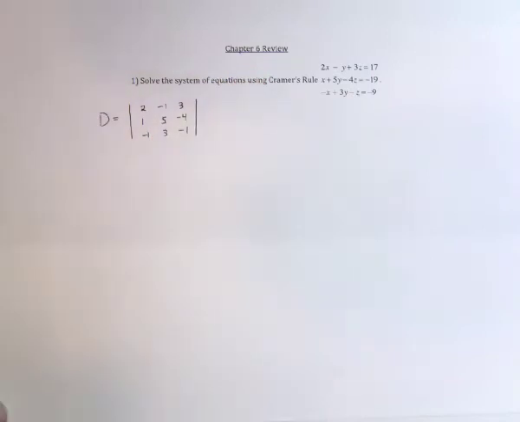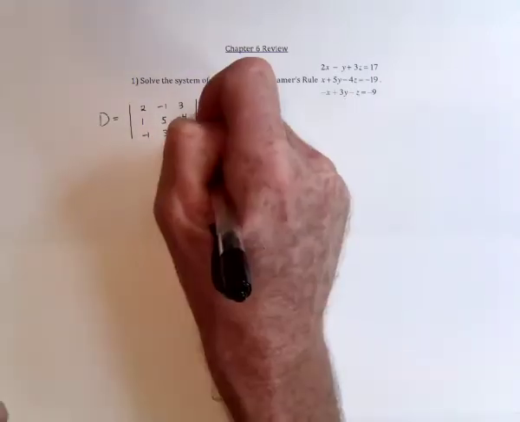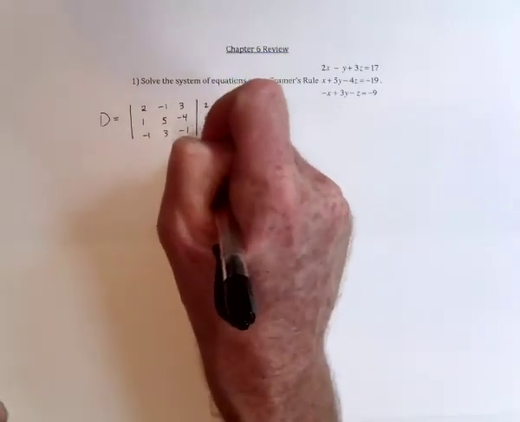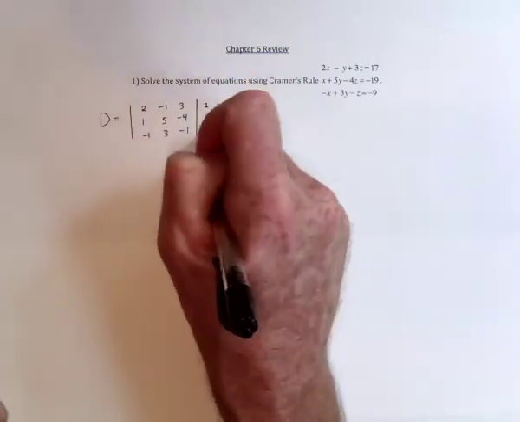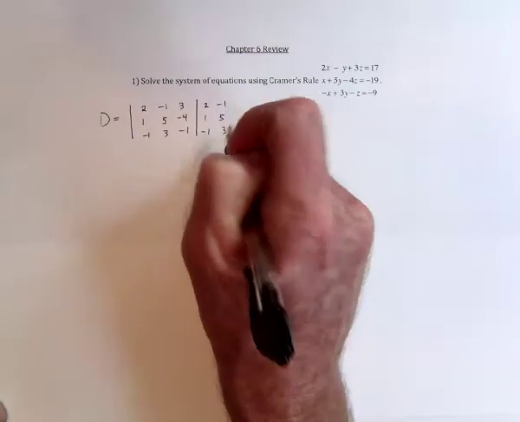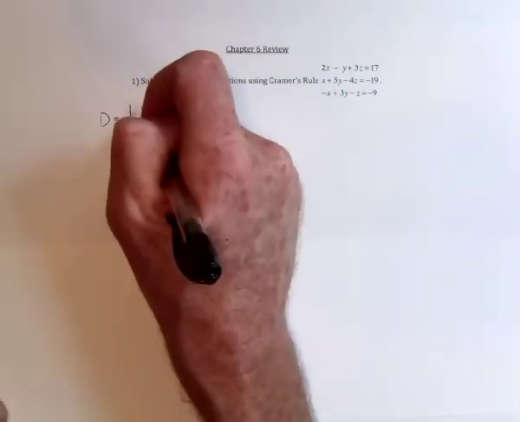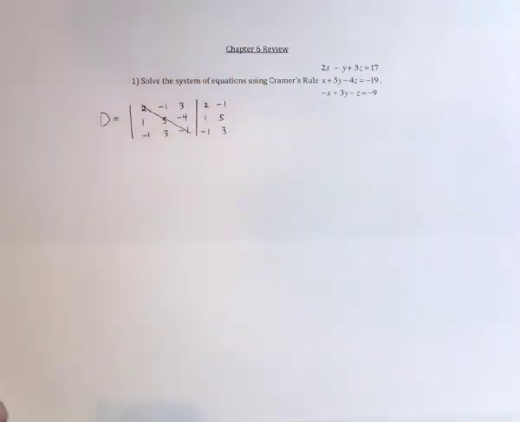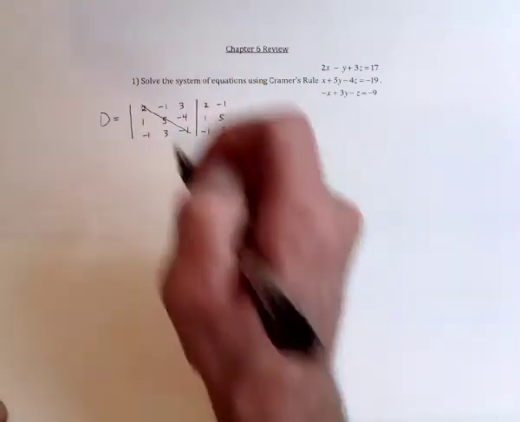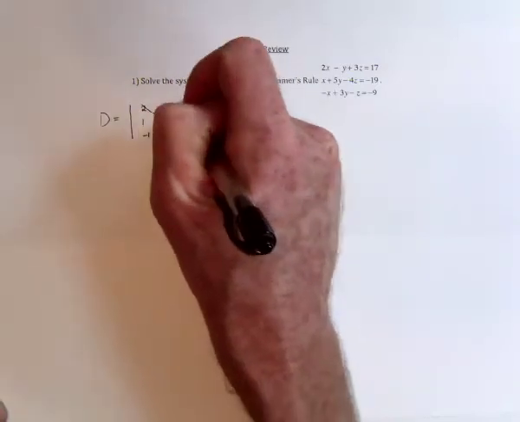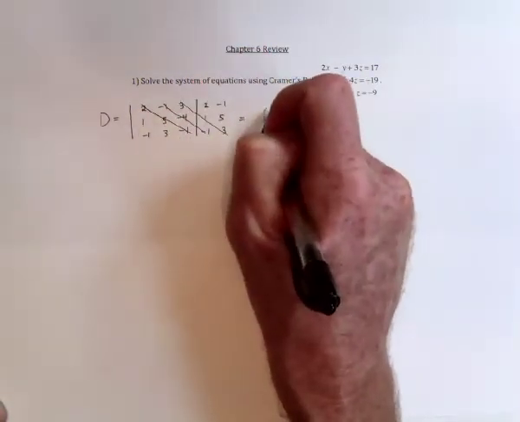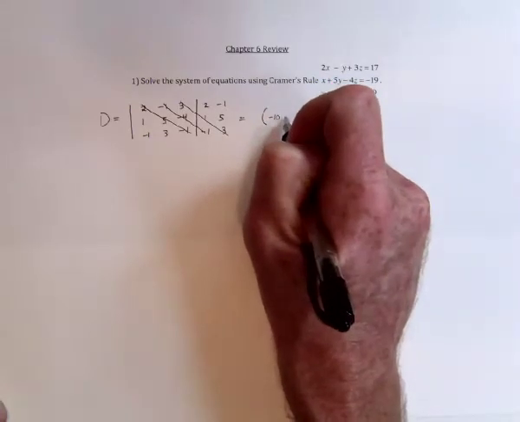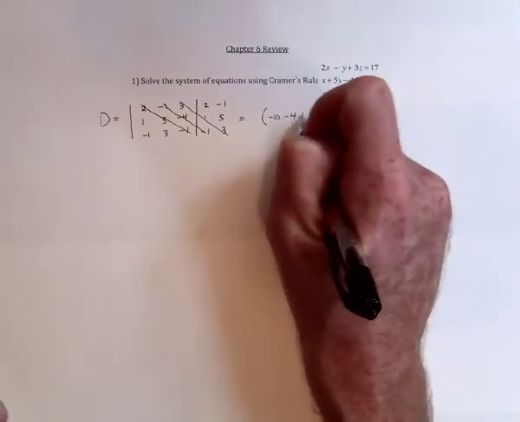And then to evaluate the determinant, I'm going to do the method where you recopy the first 2 columns out here, and then calculate the product of the main diagonals. So 2 times 5 times -1, as well as this diagonal and this diagonal. So that's going to be -10 and -4 and +9.